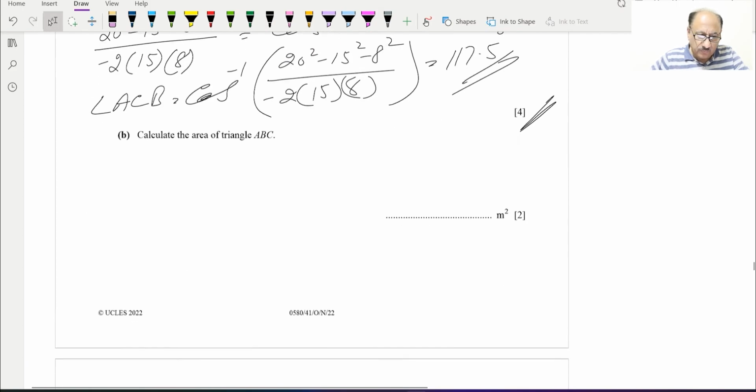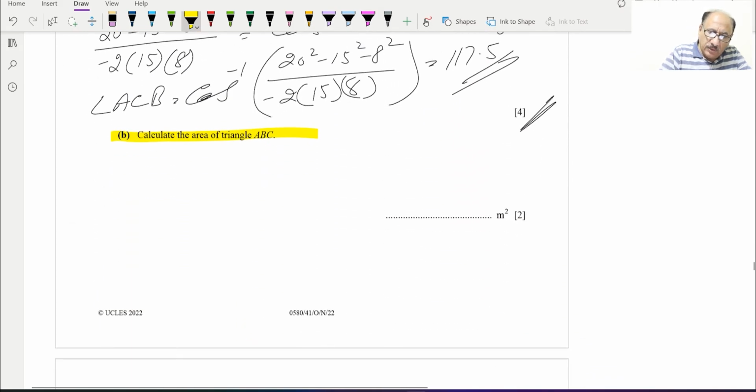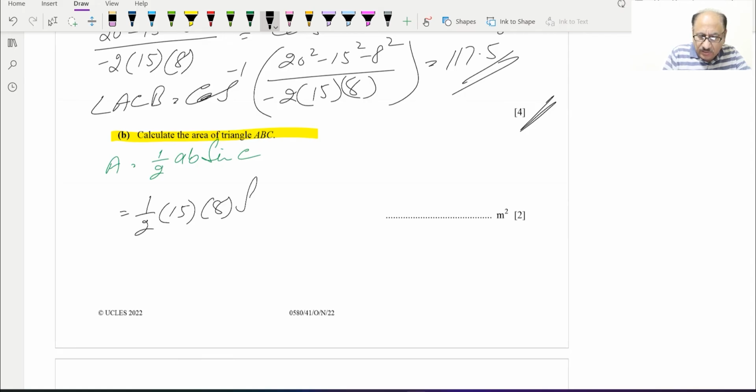And next we can move to the B part, and B part says calculate the area of the triangle ABC. So area of triangle ABC, for which we have the angle we just found, so we can apply the sine formula for area: A is equal to half into AB sine C. This is for the area of a triangle. So half into one side, which is 15, other side which is 8, and sine of 117.5, which we just found.